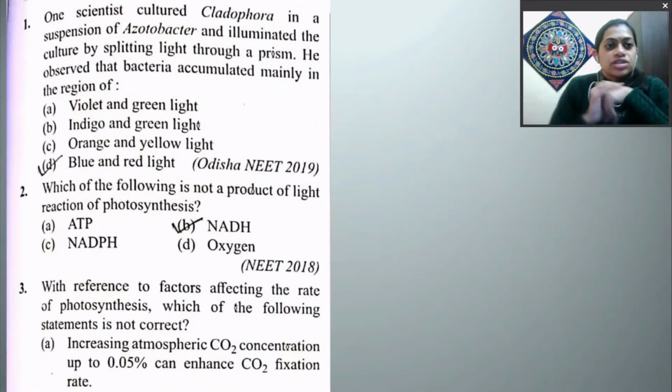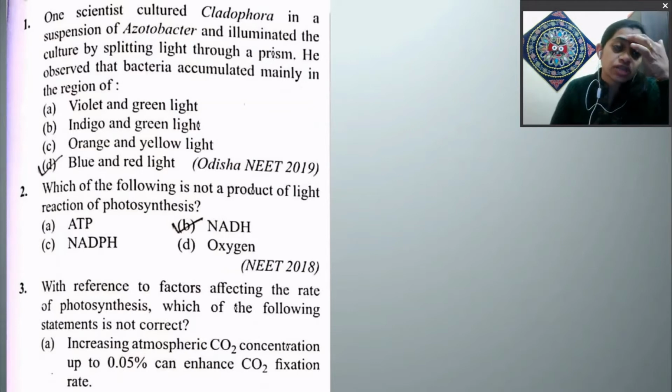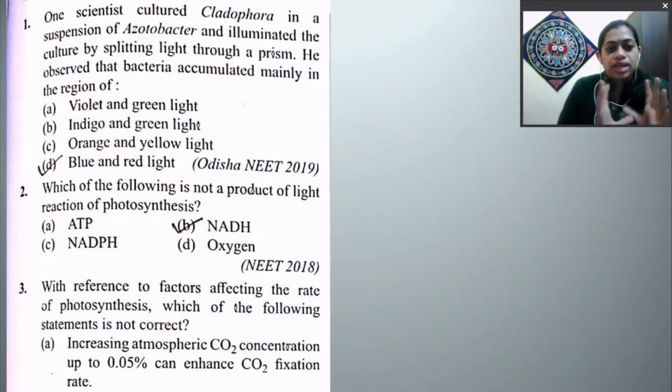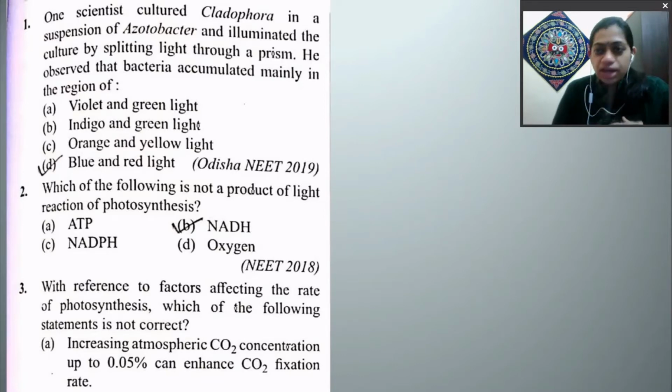And let's start. So question number 1: one scientist cultured Cladophora in a suspension of Azotobacter and illuminated the culture by splitting light through a prism. He observed the bacteria accumulated mainly in the region of violet and green light, indigo and green light, orange and yellow light, and blue and red light. So ये जो एक्सपेरिमेंट है ये आपके बुक में दिया गया है, तो राइट आंसर वुड बी blue and red light.